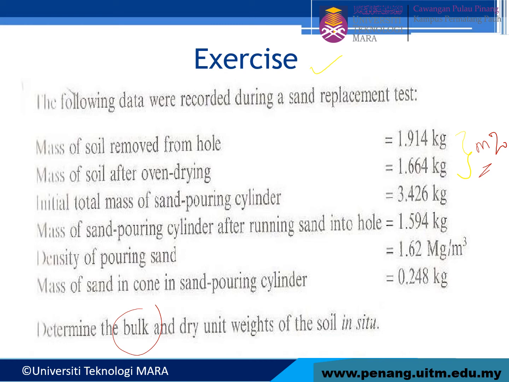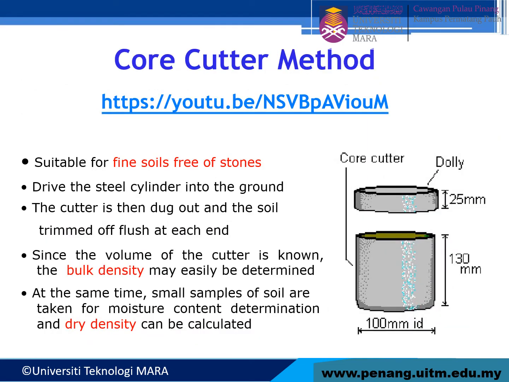Right, because unit weight is equal to rho times g, gravity, 9.81. Okay, second method to determine the density of soil.